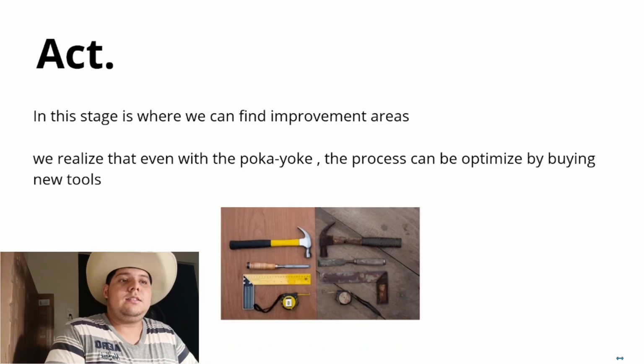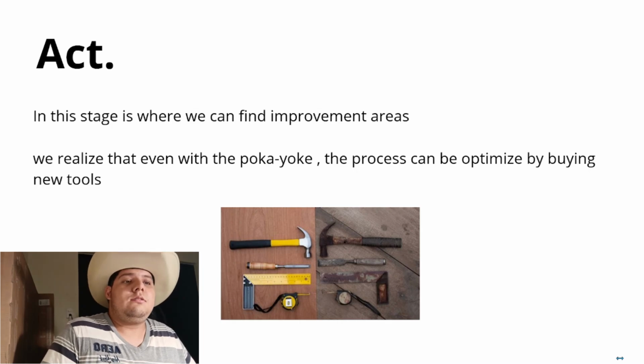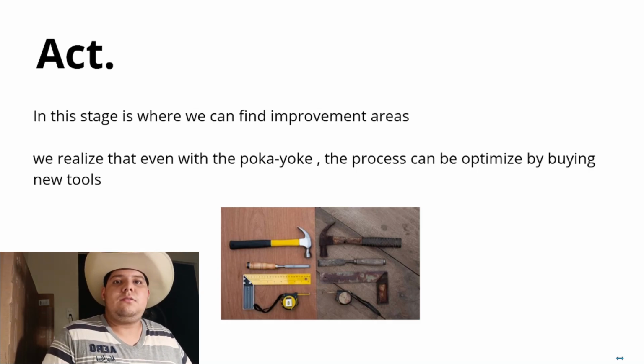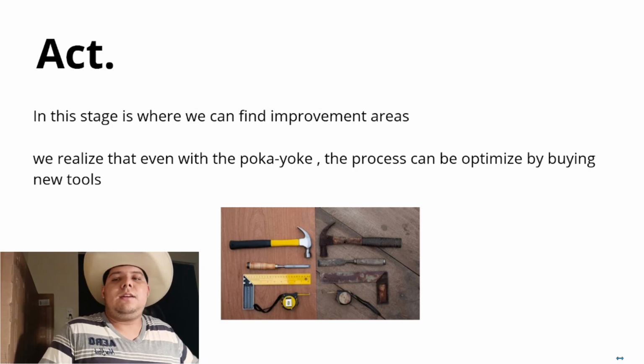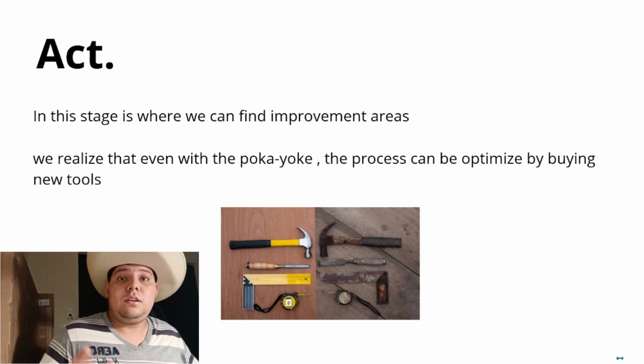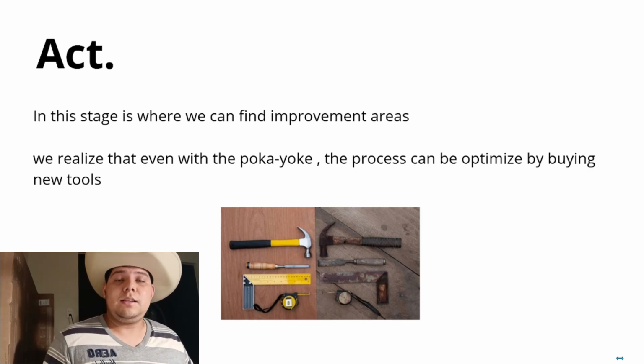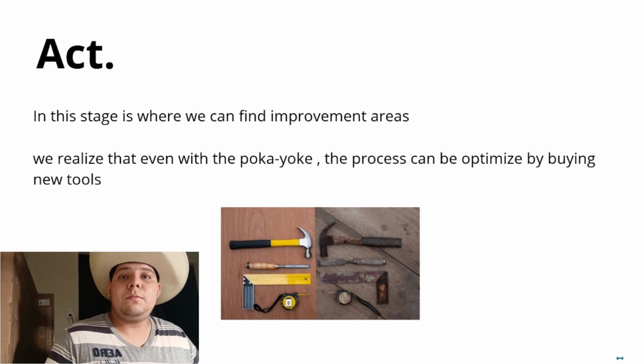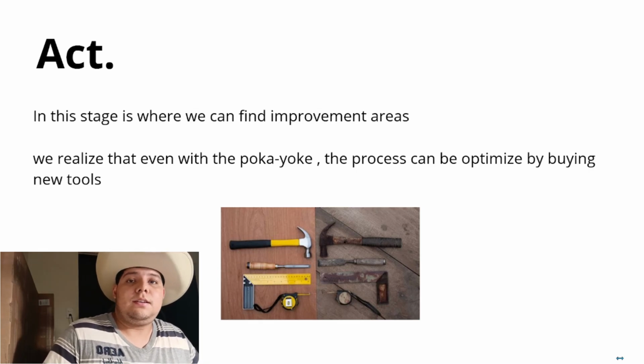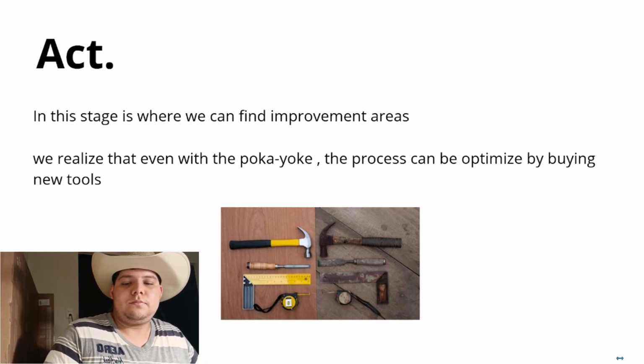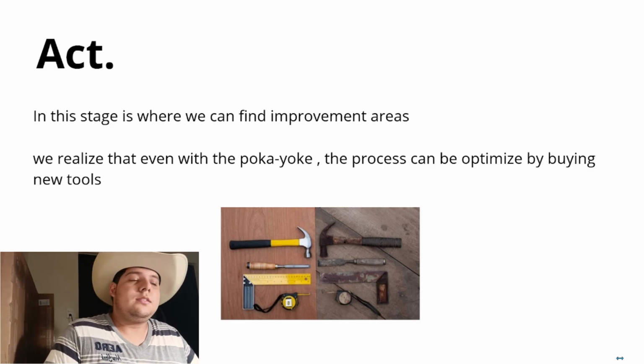And act. In this stage is where we can find improvement areas. For example, we realize that even with the poka-yoke, the process can be optimized with new tools. For example, the machinery and tools are maybe 10 years old, and we have other new technology with AI or something like that, so that could help improve the process and optimize resources. This is very important.